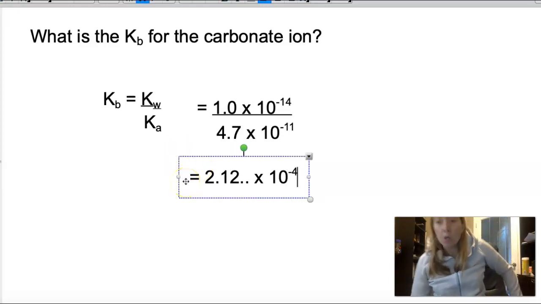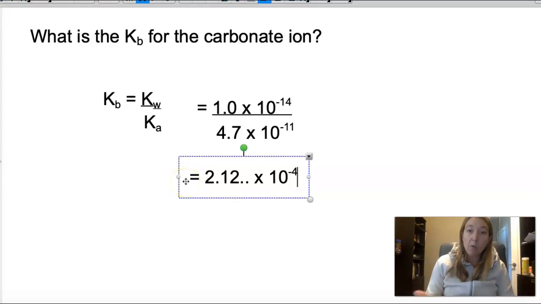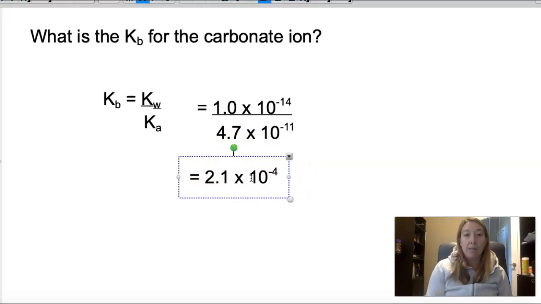Okay, so from here, if all the question was asking me for was the Kb, obviously I would round that to 2 significant digits. So I would say it was 2.1 times 10 to the negative 4. If the question was asking me to go further than that, then I would use that unrounded number. In this case, it's only asking me for what's the Kb, so we're going to go to 2 significant digits because the other numbers we used all had 2 significant digits.